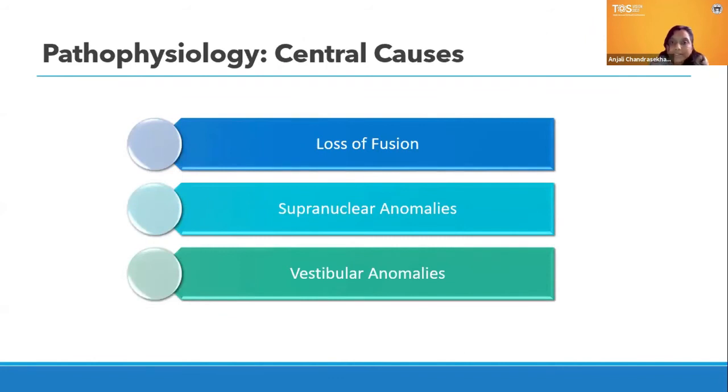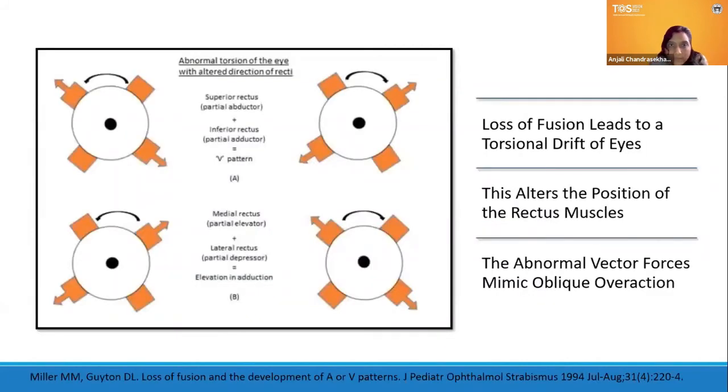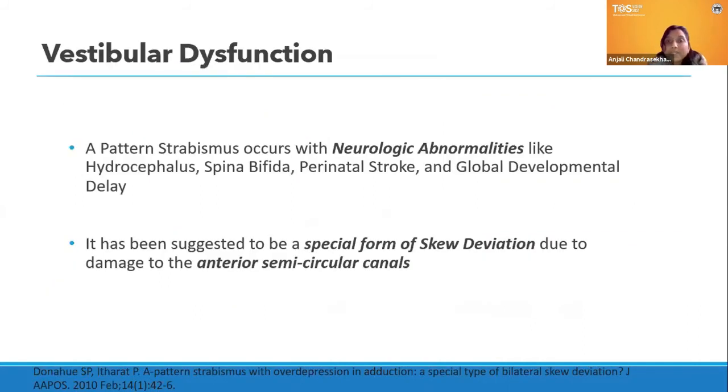There are many central causes. Loss of fusion, supranuclear anomalies, vestibular anomalies are also known. Because of loss of fusion, there can be a torsional drift of the eyes, causing excyclotorsion, and that can alter the position of the rectus muscles, and that can mimic an oblique overaction. Similarly, vestibular dysfunction, because of neurological causes like hydrocephalus, spina bifida, can cause dysfunction of the semicircular canals, and this is thought to mimic a special form of skew deviation, and A pattern is common in these cases.